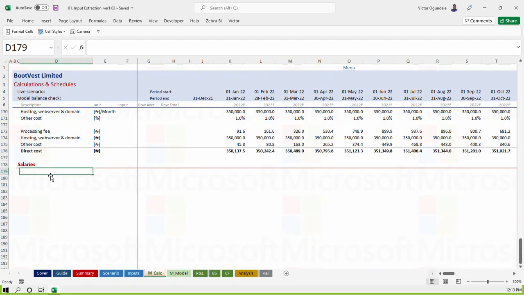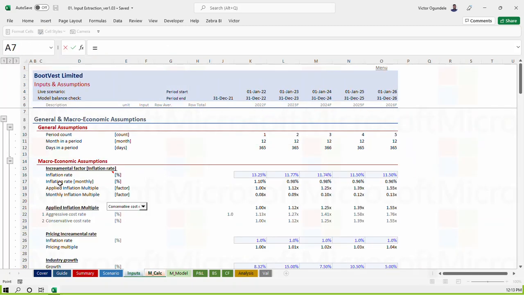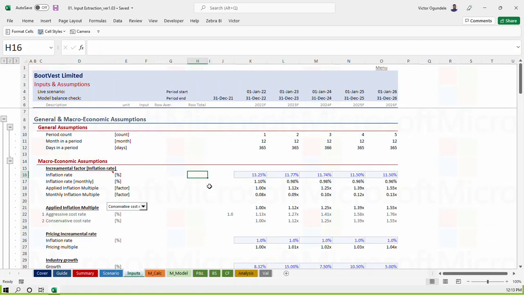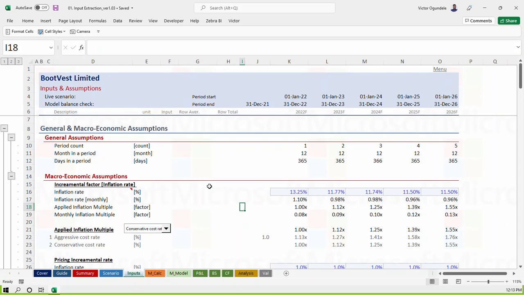All right, so salaries. Let's work a little bit faster. So assumptions link. I think we've done the most important part of it, the assumption link, which is the revenue. So on the part of our assumptions, we need it here. So good. Now let's come back to our inputs under this inflation rate. Remember, we converted our inflation into a month-on-month period.